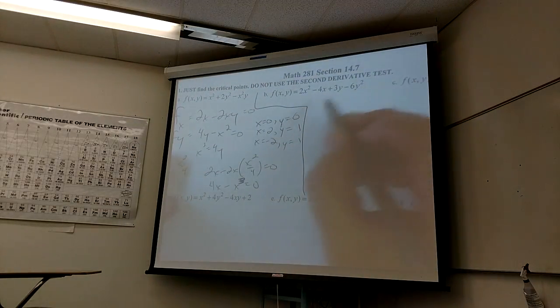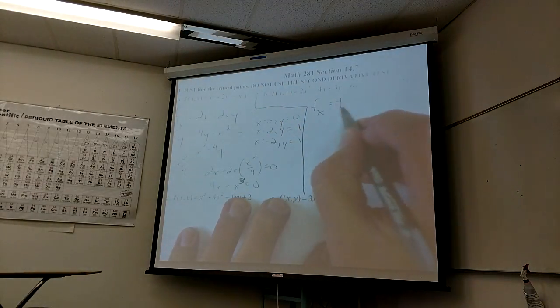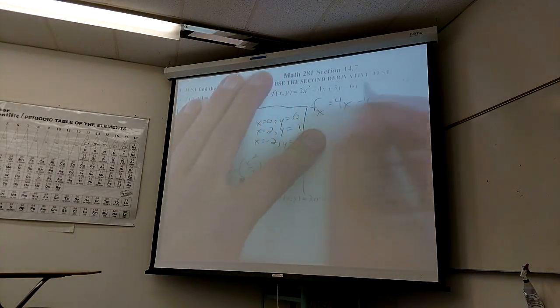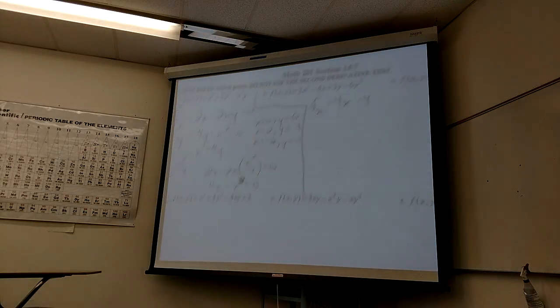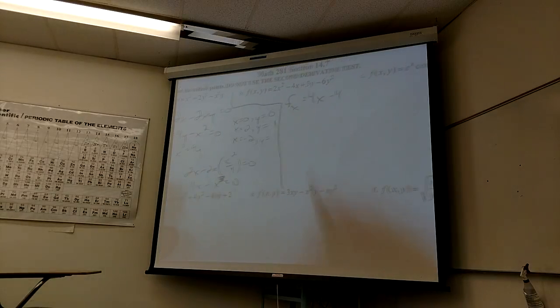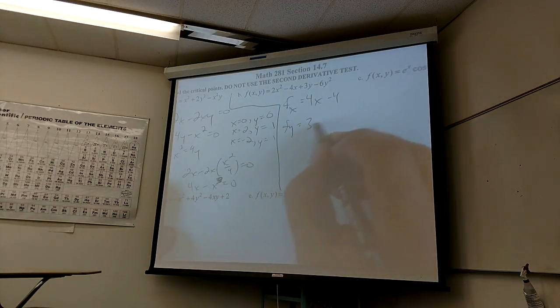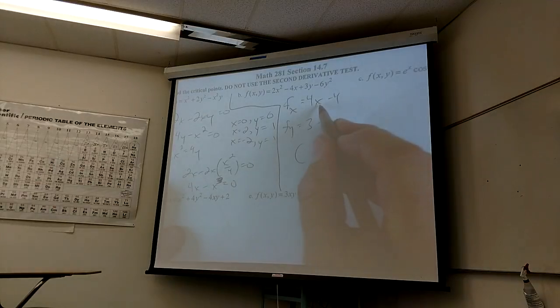Now for this one, what's fx? Let's see. 4x minus 4. This is a nice one. You can see how you can identify that now because there's no mixtures of x and y. So I know this is going to be nice. And fy is 3 minus 12y. So what x makes this 0? 1. What y makes this 0? 1/4. Done.